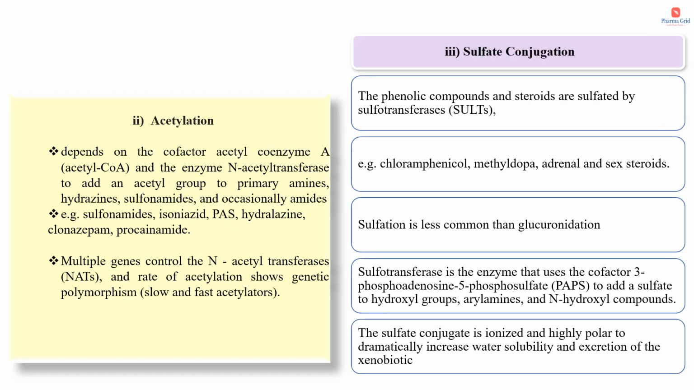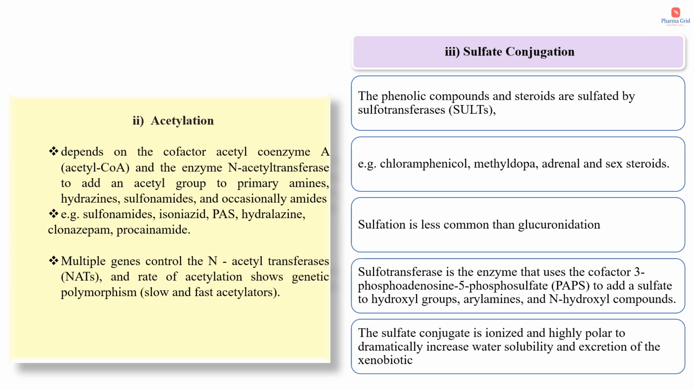Next phase 2 reaction is acetylation. It depends on the cofactor acetyl-coenzyme A and the enzyme N-acetyl transferase to add an acetyl group to primary amines, hydrazines, sulfonamides and occasionally amides. For example, sulfonamides, isoniazid, para-aminosalicylic acid, hydralazine, clonazepam, procainamide. Multiple genes control the N-acetyl transferases and the rate of acetylation shows genetic polymorphism, especially for slow and fast acetylators.